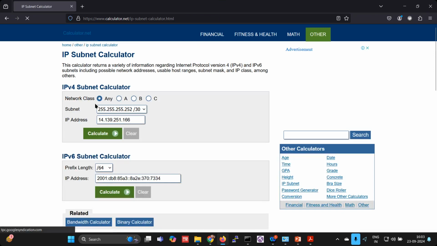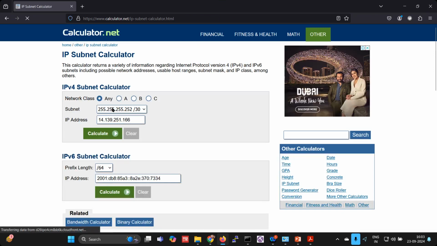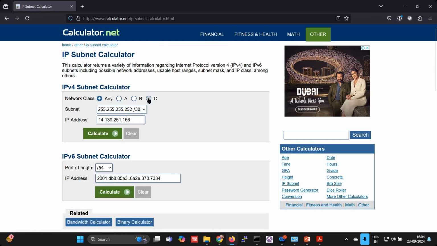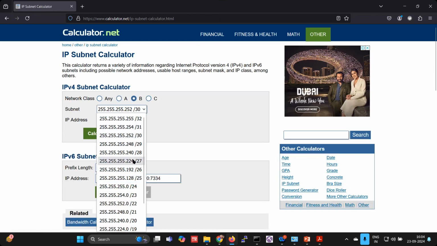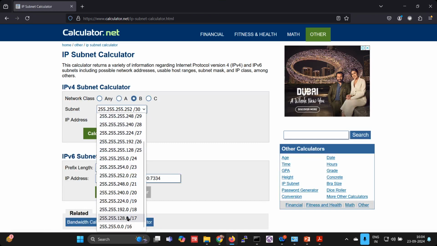Simply provide which class is to be used for subnetting, suppose class A, B, C. Suppose I am taking the example of class B. Then which subnet mask you want to use. Here you can see we have different types of subnet mask values coming: 255.255.255.252, 255.255.255.64. These are the list of IP subnet masks. This is the default subnet mask for class B, and after that we can have 128, 192, 224. Suppose I am taking this one.